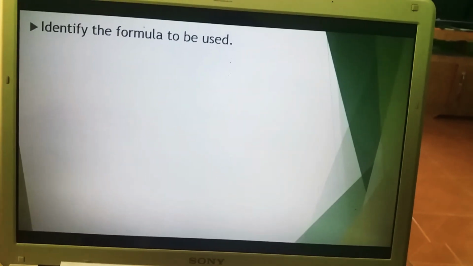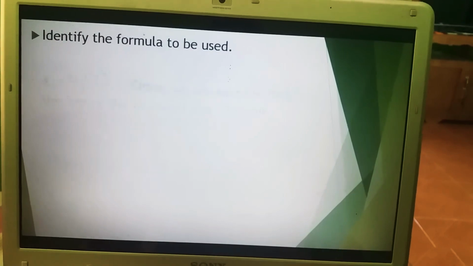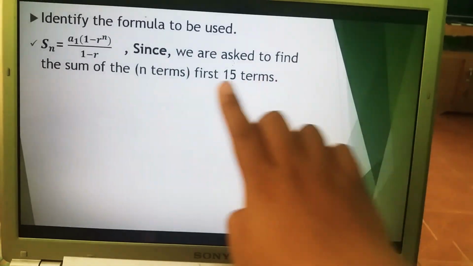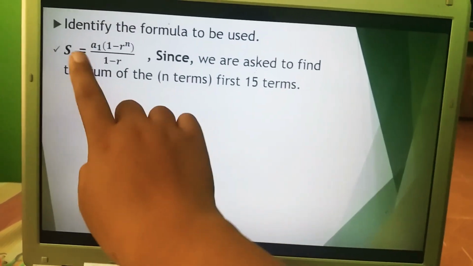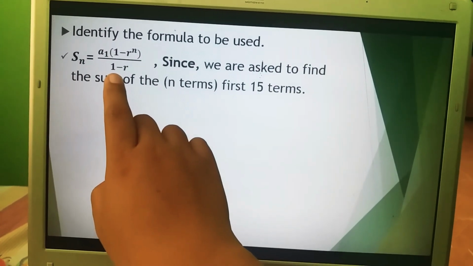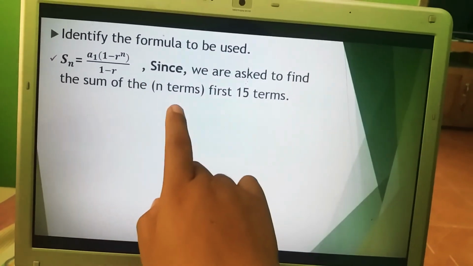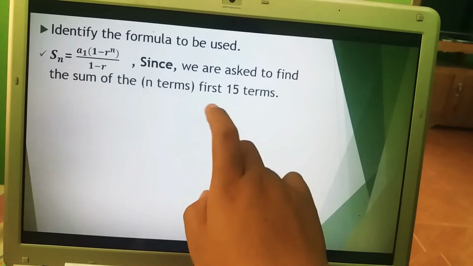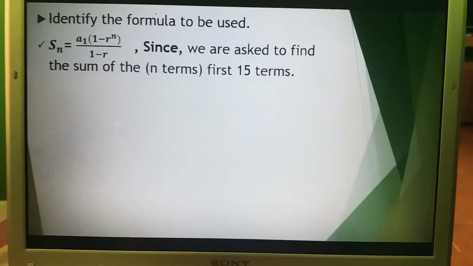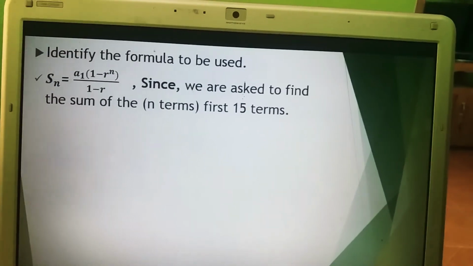Okay. So, we are going to identify the formula to be used since that is a geometric sequence. Then, it is given, we are finding for the 15 terms. We are using S sub n, or this is for finite series. This is a finite series since we are asked to find the sum of the n terms or the first 15 terms. Okay? Malinaw? This is a finite series kasi merong binigay na limit. Yung first 15 lang daw.